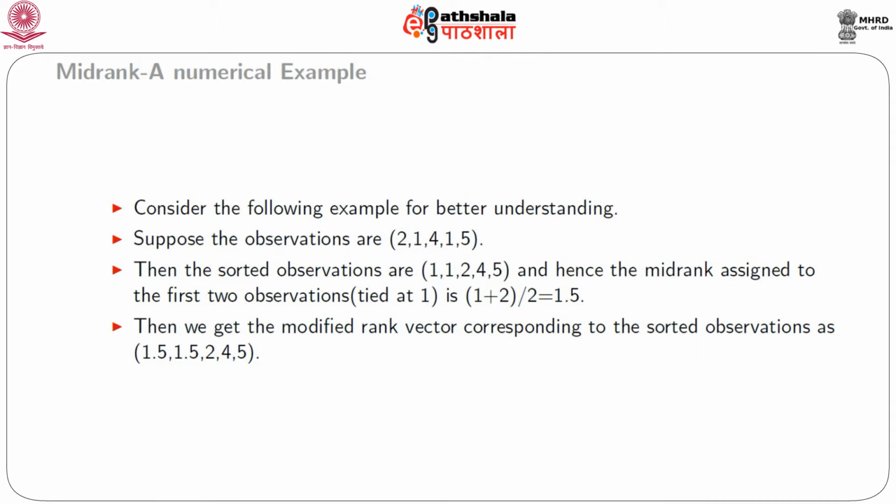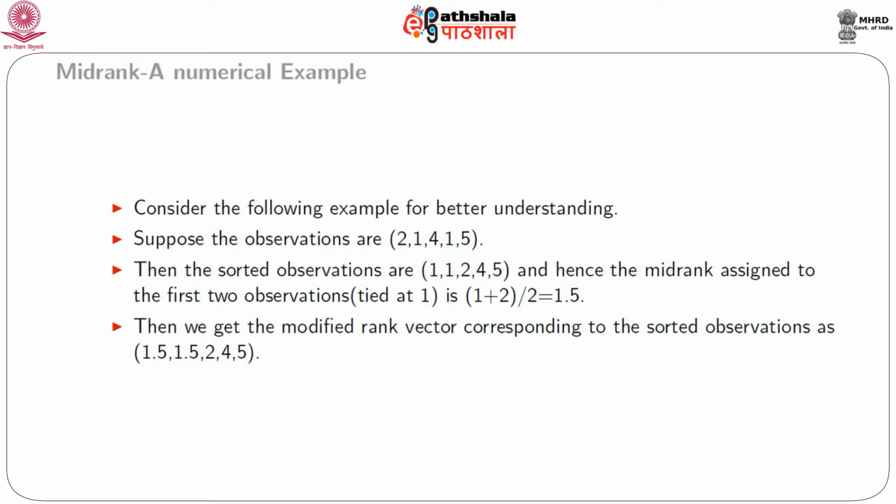So, let us illustrate the concept of mid-rank through a numerical example. There are 5 observations, and they are 2, 1, 4, 1 and 5. When we sort the observations, we get 1, 1, 2, 4, 5. The first 2 observations are tied at 1, so we assign the mid-rank as (1 plus 2) divided by 2, that is 1.5.